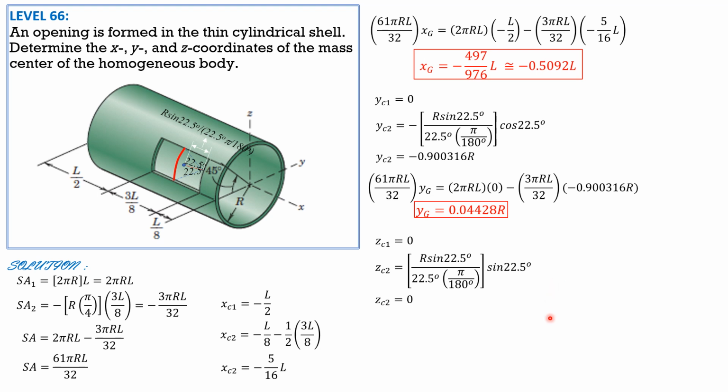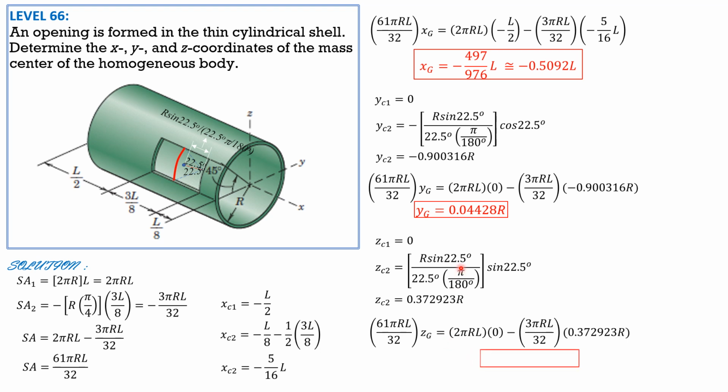And in decimal, it is equal to 0.372923 R. By Varignon's theorem, 65 pi RL over 32 times z sub G equals 2 pi RL times 0 minus 3 pi RL over 32 times 0.372923 R. So it's negative, solving for z sub G. It is equal to negative 0.01834 of R.